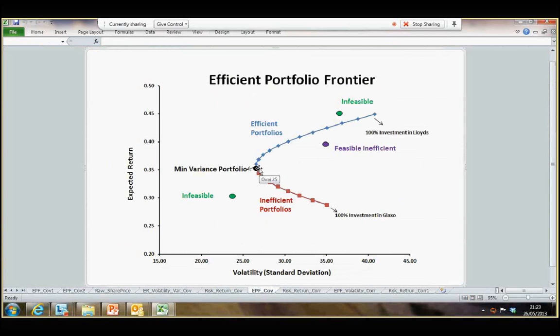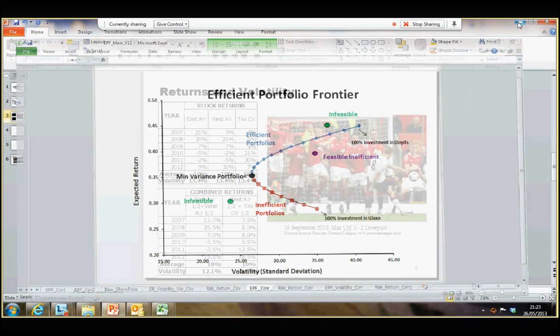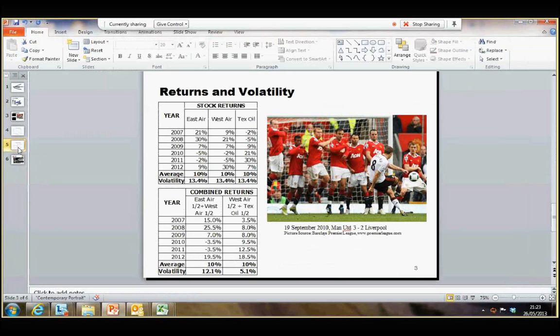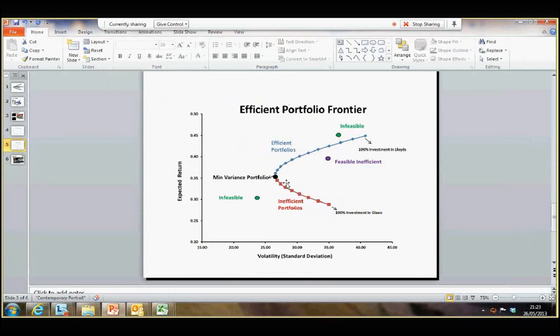Now very quickly, we may like to know about this. This is the envelope. On the envelope and inside the envelope is feasible, is what we can achieve. But outside the envelope is infeasible. The one in the red is inefficient. The one in the blue is efficient.